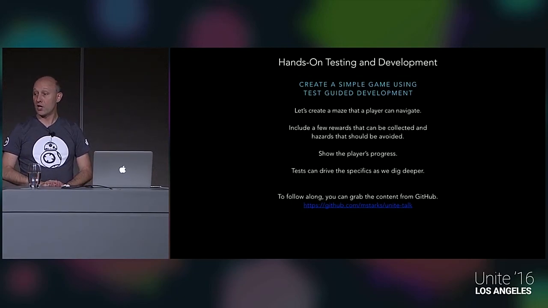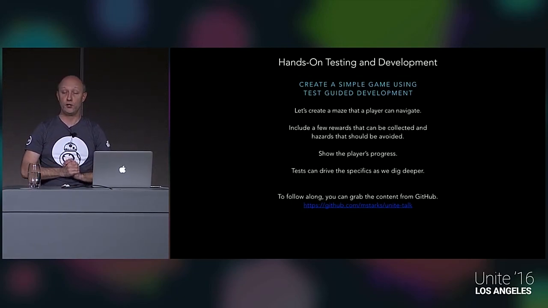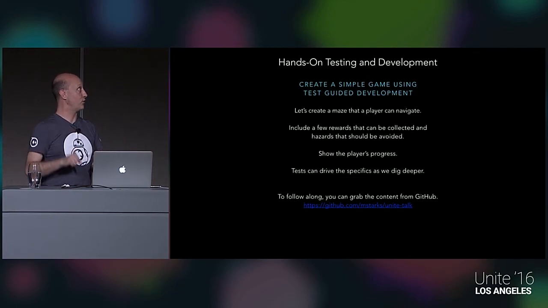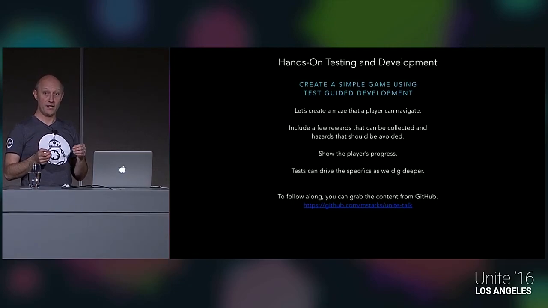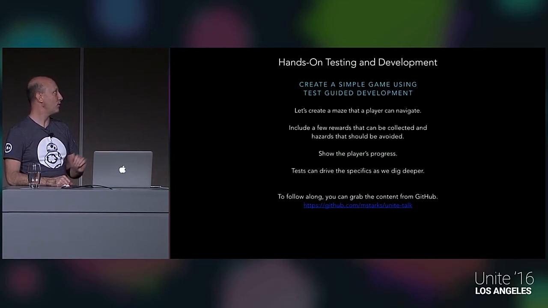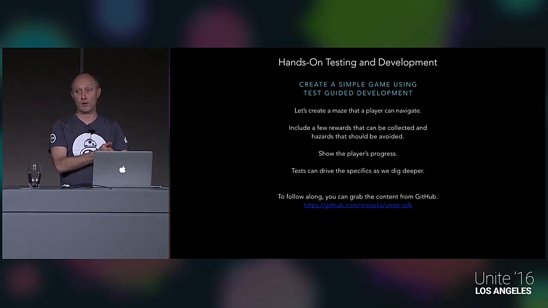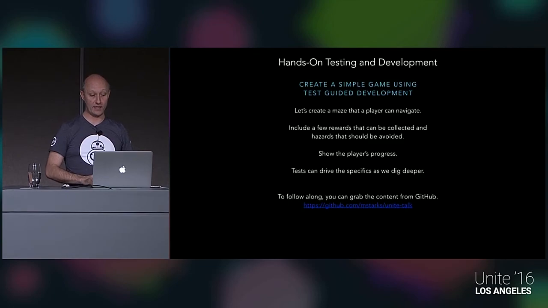The idea for this talk is we're going to create a simple game using test-guided development. My idea for the game is we're going to have a maze that a player can navigate through, and we're going to have a few rewards and a few hazards, so that the player has to be careful. They can collect coins maybe, and have to keep away from the enemies so they're not going to get their health depleted. And then we want to show the player's progress. As far as more specific requirements, we'll get to that as we dig into this.